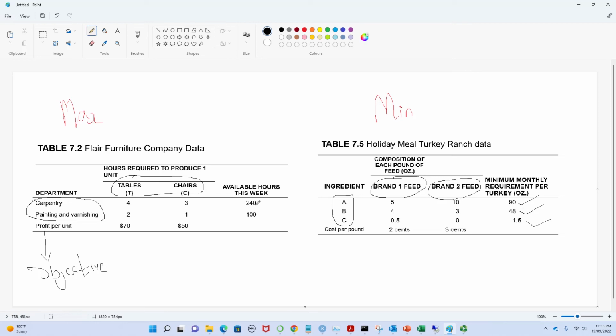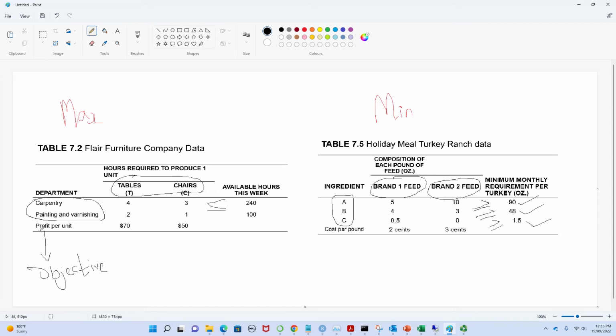When you had available hours on the Flair Furniture, you had a less than or equal to sign, but here you need a minimum of 90, so it's greater than or equal to for all of those. Make sense? Basically it's all the same: decision variables, kind of inputs, and the minimum that you should have, greater than or equal to.